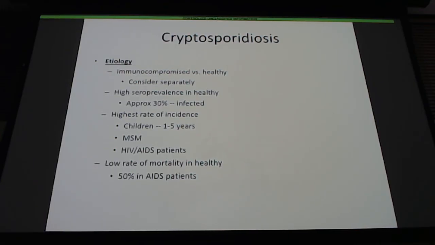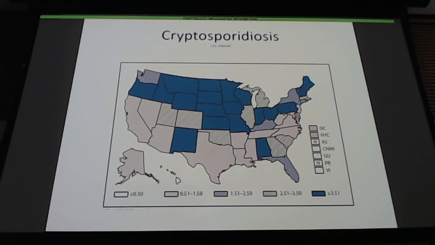Immunocompromised, on the other hand, children here, 1 to 5 years of age, and men who have sex with men, are at a higher risk for this. Okay? So for us, we have a very low mortality rate, but it's up to 50% of people with AIDS. And this is considered an opportunistic infection. Here's all the places in the country that have it. As you can see, basically every state.